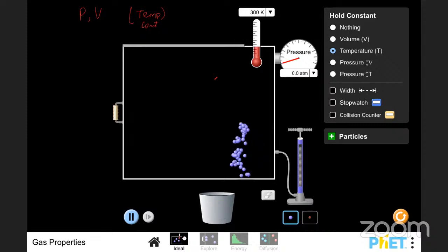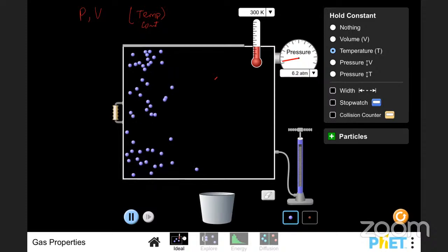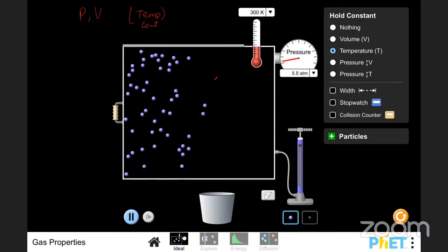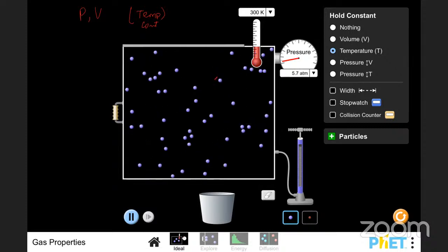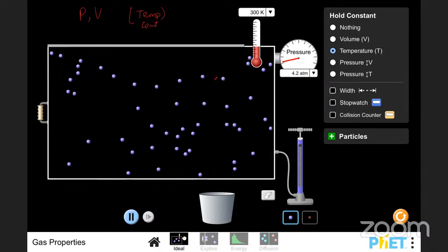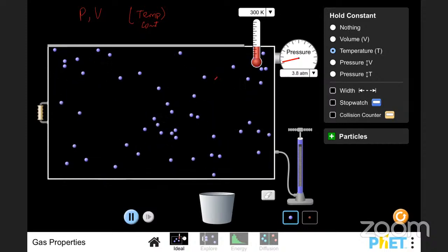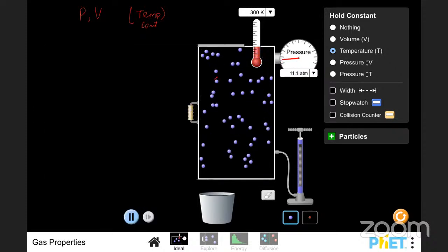All right, so I'm going to keep temperature constant, right? So look at the particles in there. Look how they're behaving. They're moving, they're colliding, they're giving you pressure. So I'm keeping temperature at 300, and I'm going to change the volume. If I make the volume larger, what happened to the pressure value? It decreased, right? Now I'm going to make the volume smaller.